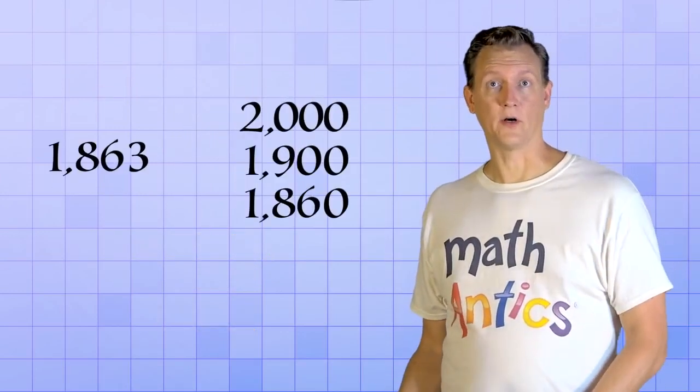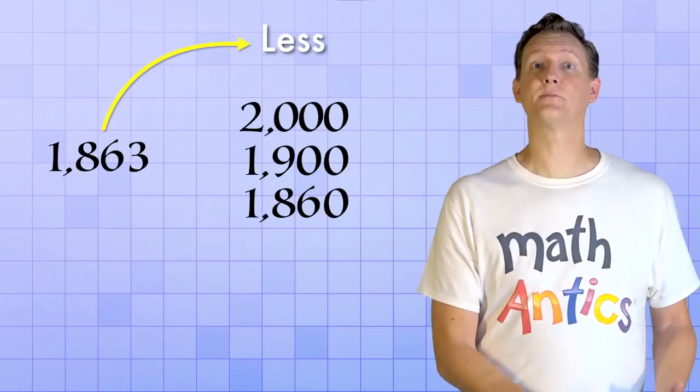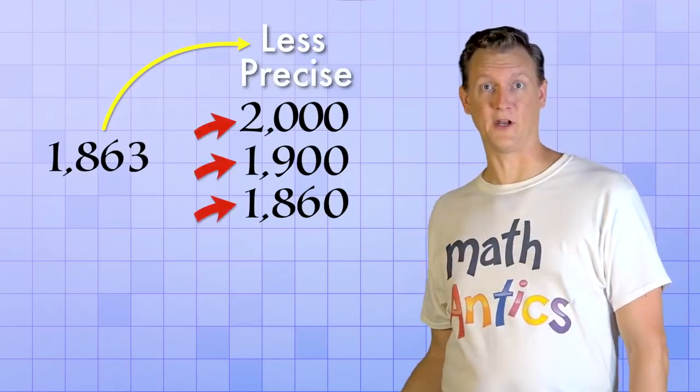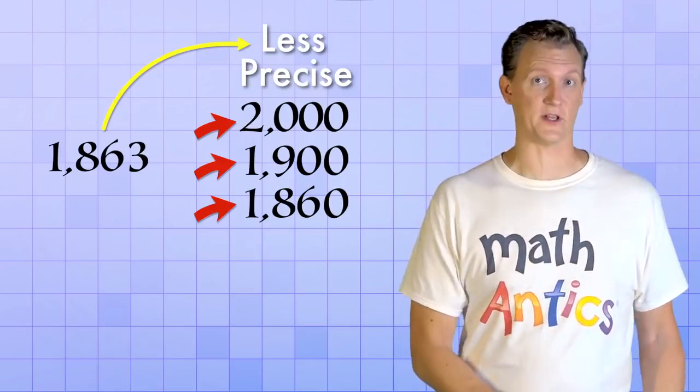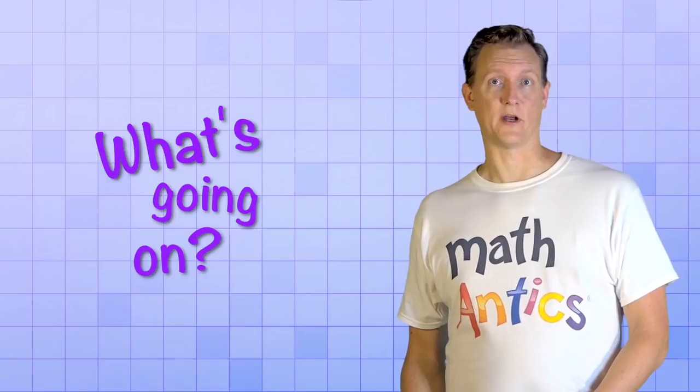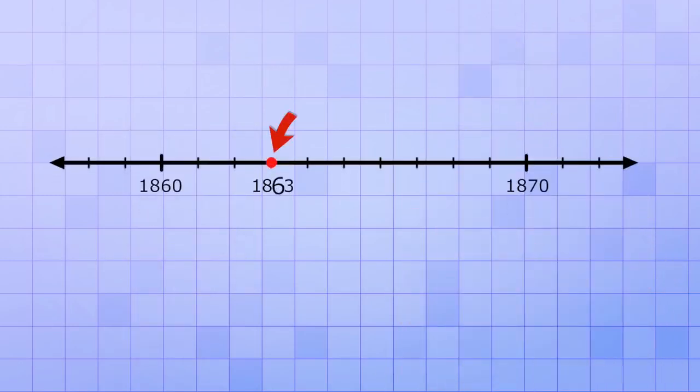So rounding a number basically means making a less precise version of it. And as you can see, there's usually multiple ways to round a number depending on the level of precision that you need. A really good way to understand what's going on when you round a number is to look at a number line. Here's 1,863.